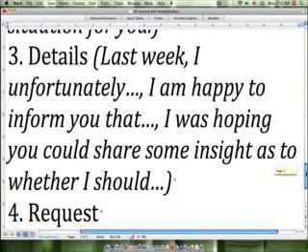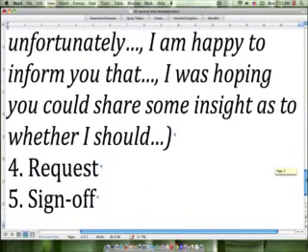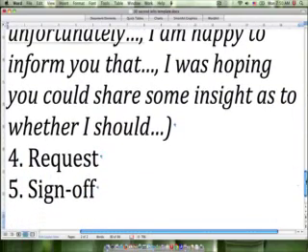Now let's go on to the fourth part of the letter, which is the request part. This is the third paragraph in the letter, and typically you will need to request something. So if you're writing a letter of complaint, you would be requesting some action.